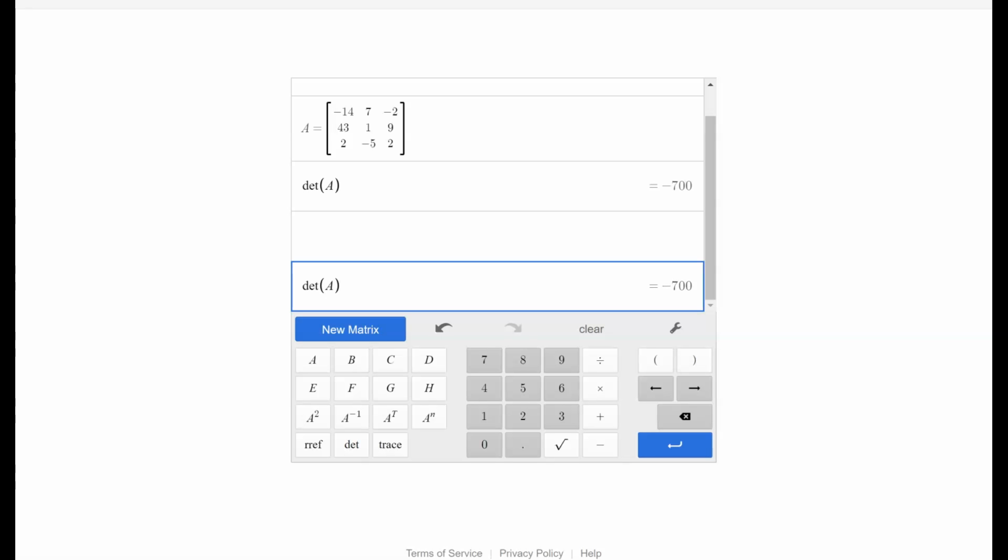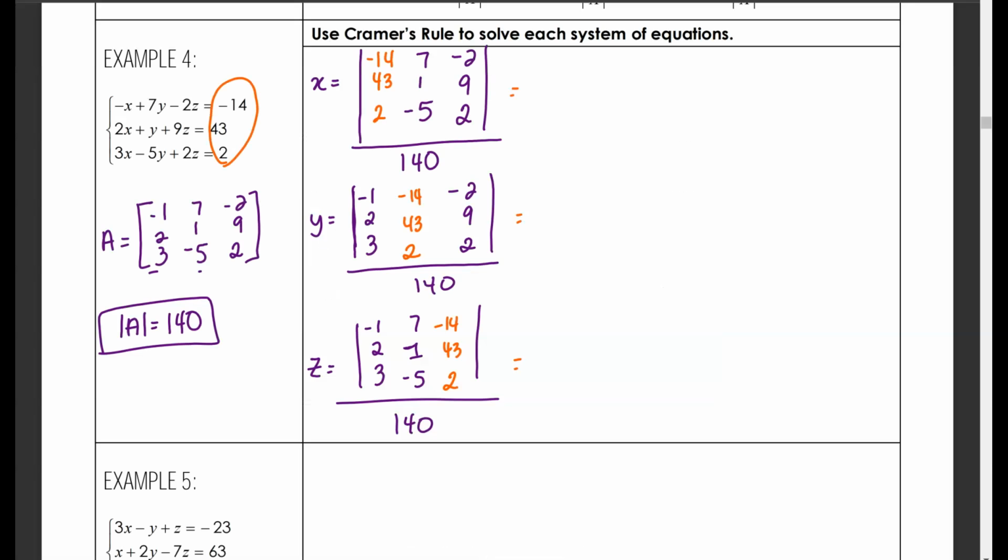Let's close that out. And we can now divide it by, we already know that the determinant of our original A, our coefficient matrix, was 140. So we can see that the result is negative 5. So let's come back over here. We saw that this equaled negative 700 over 140, which gave us negative 5.